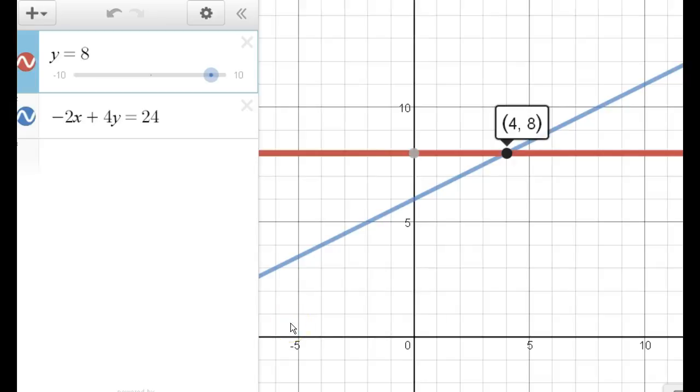The answer for number 1 by graphing is 4 comma 8. If you just put in y equals 8 and negative 2x plus 4y equals 24, like if you went through and solved this, got the y-intercept, and you got the slope and everything, we did the graphing, just like you just did on your test, that would be the answer. All right? Now the question is, can we get that without the graph?